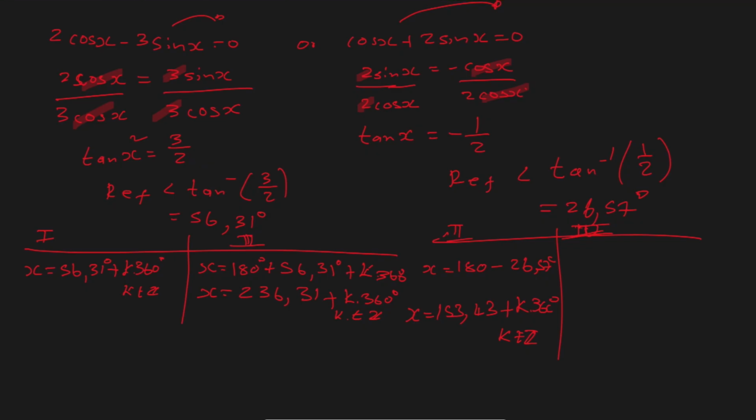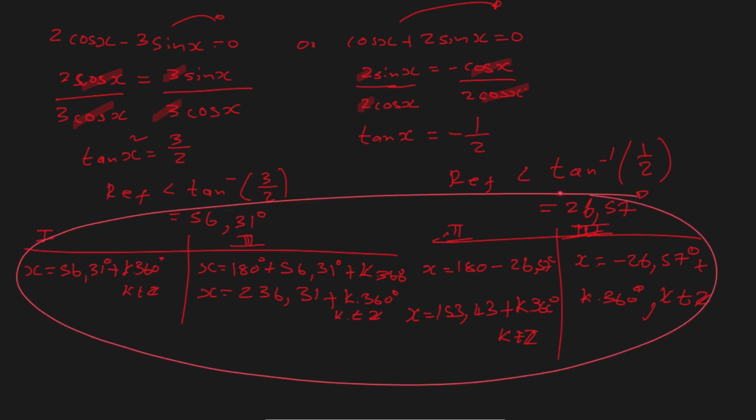On the fourth quadrant, remember now you can just have your minus angle. So you can just say minus 26.57, and then you just say plus k times 360, and then k is an element of integers. Don't forget to mention that. K is an element of integers. So all this will be your solutions to this problem.